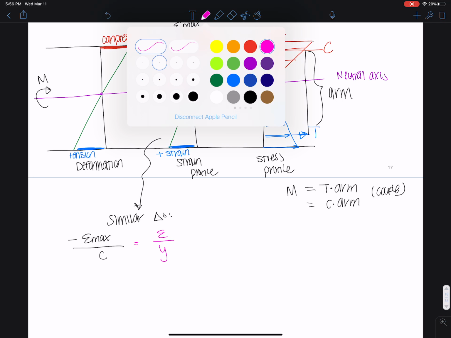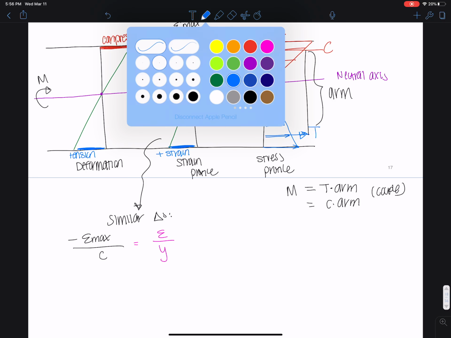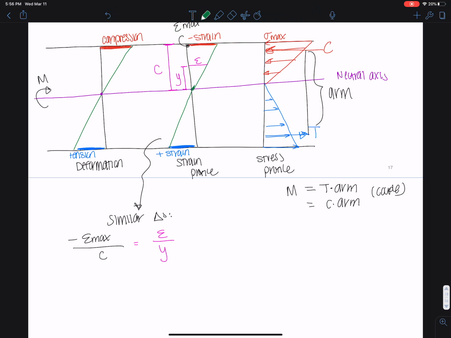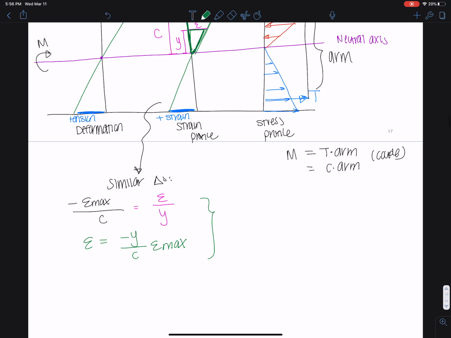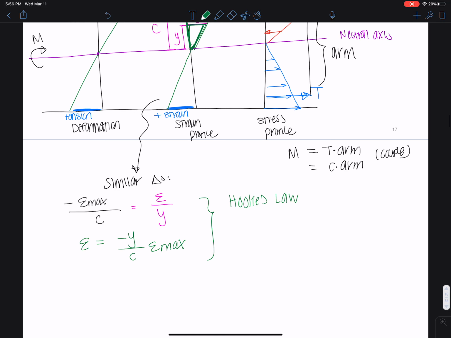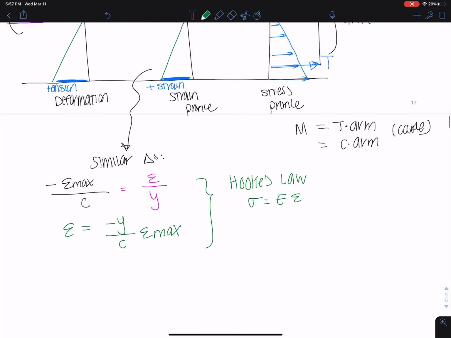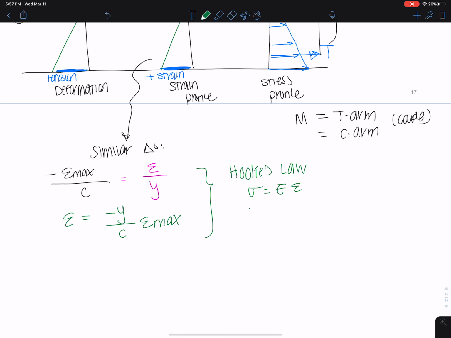Okay, so I can set this up for any strain at Y. So this big triangle, make sure you are really good at these similar triangles because they've come back a lot. This is the big triangle, this is the little triangle, and I'm just setting up a similar triangle with those. So I can solve and I get epsilon is negative Y over C epsilon max. And I can use Hooke's law now. We all remember Hooke's law, right? Stress is equal to modulus of elasticity times strain. And so I can plug all this good stuff in.